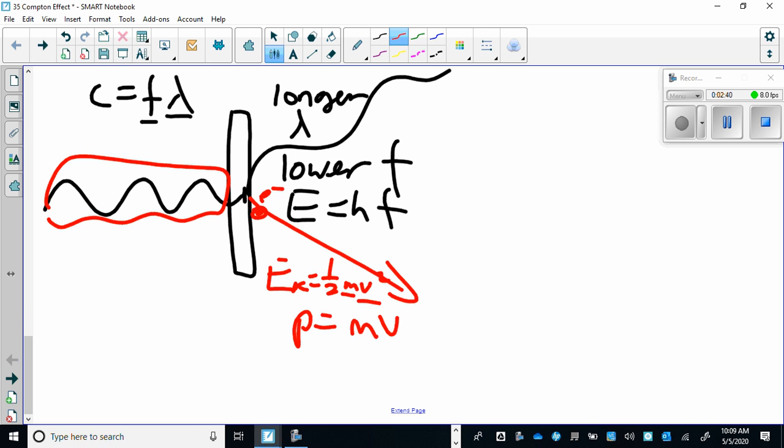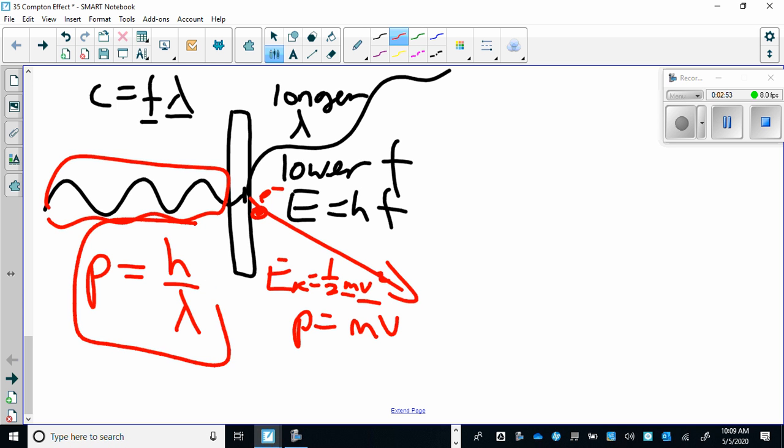And how did he articulate what that momentum was? P equals h over lambda. So this is a new formula for us. This is the momentum of a photon, or the momentum of electromagnetic radiation. The momentum of something that doesn't have mass, which is a very foreign concept to us.